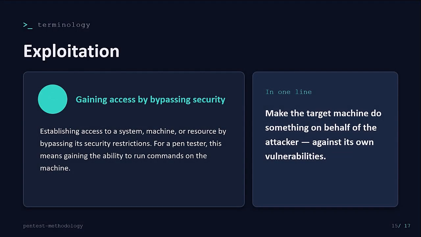The term exploitation ties those together. Exploitation is establishing access to a system, a machine, or a resource by bypassing its security restrictions. For a pen tester, in plain terms, that means getting to the point where you can run commands on the machine. In one line, it's making the target do something on behalf of the attacker, by turning its own vulnerabilities against it.